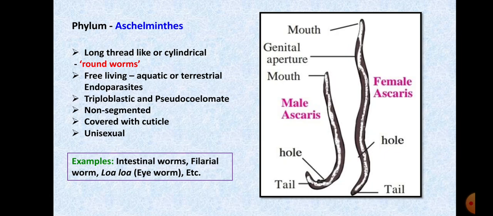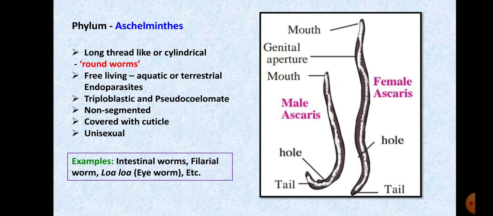These are free living, aquatic or terrestrial. You can find them in water as well as on land. Endoparasites. If they are free living, obviously they're aquatic in water or on land. But endoparasites means inside the body of the host. Triploblastic and pseudocoelomate. All three germ layers are present. It is more developed than the previous organisms, and pseudocoelomate is a false cavity that we have seen.